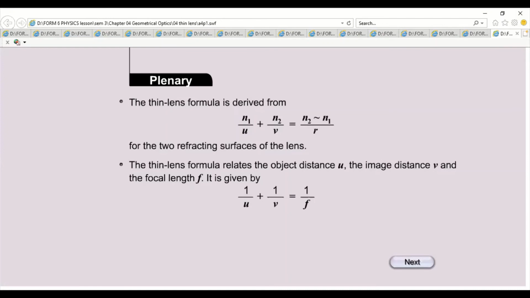The thin lens formula relates the object distance u, the image distance v, and the focal length f, where it is given by 1 over u plus 1 over v equal to 1 over f.